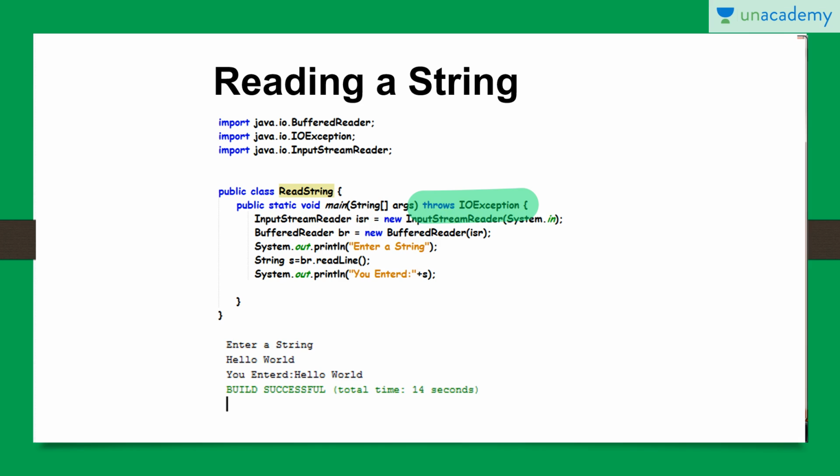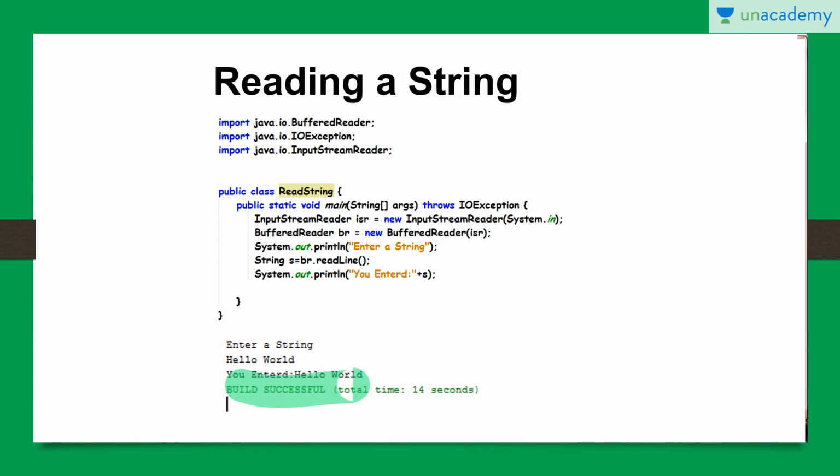Now we have read a string from user and a character from user. One more thing that we have left is a number from user. How to read a number from user? Let us discuss that. First, you can see the output here. When we run this program, there will be a message to enter a string. After that, when we enter hello world and press enter, the output will be shown as you entered hello world.